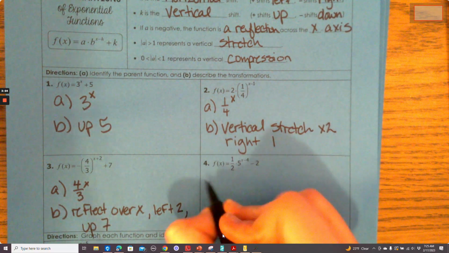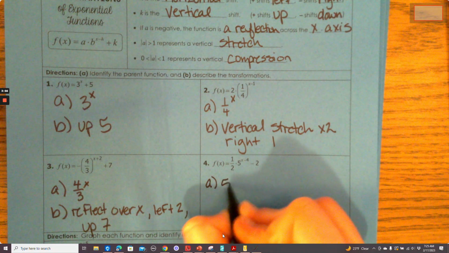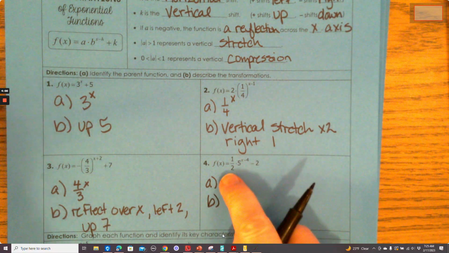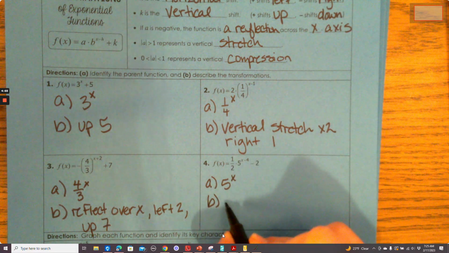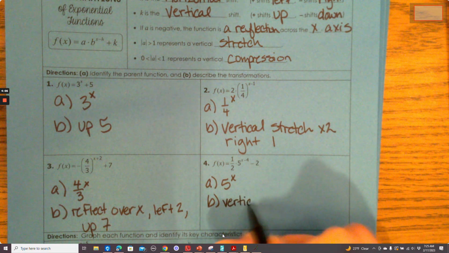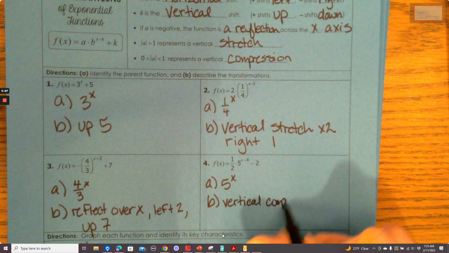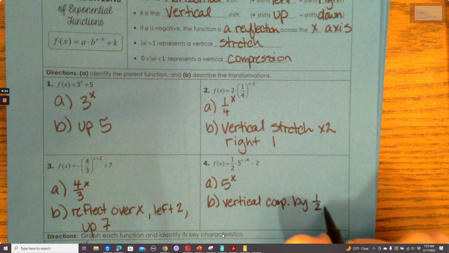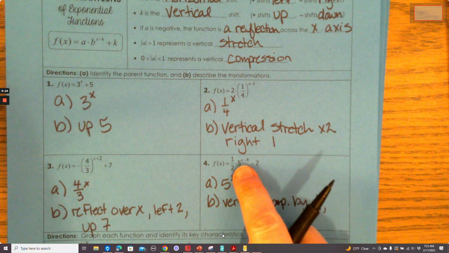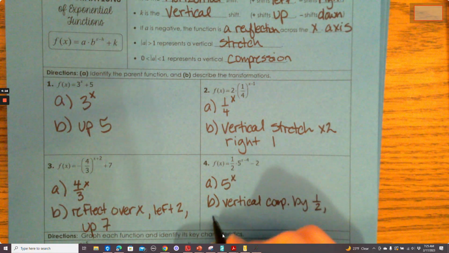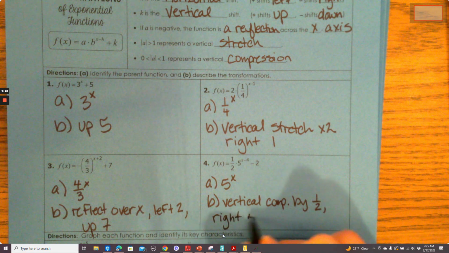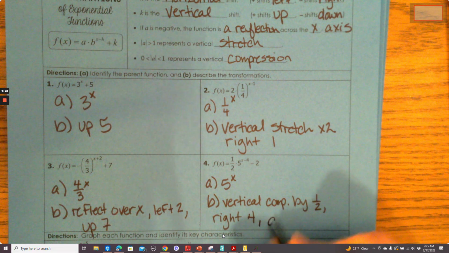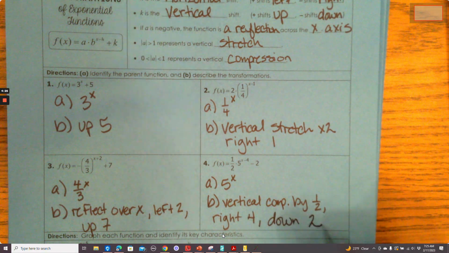Number 4, our parent function here is 5 to the x. Our transformations, we're going to start at the beginning. So the 1/2, that is a vertical compression by 1/2. Then we are subtracting 4 from the x, so that means we're going right 4. And then we're subtracting 2 from the very end, which means we're going down 2.